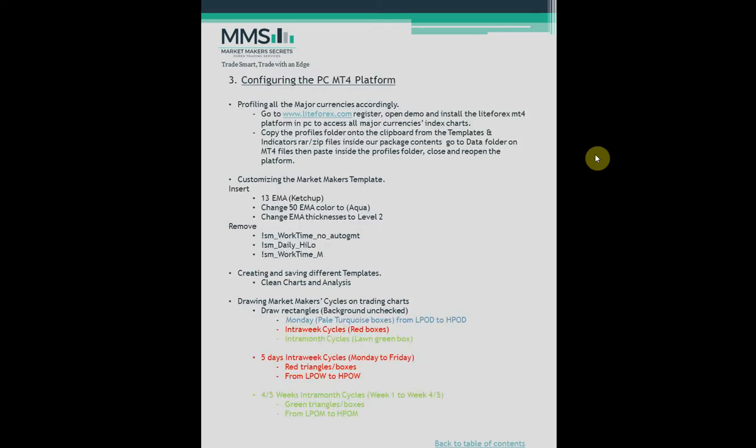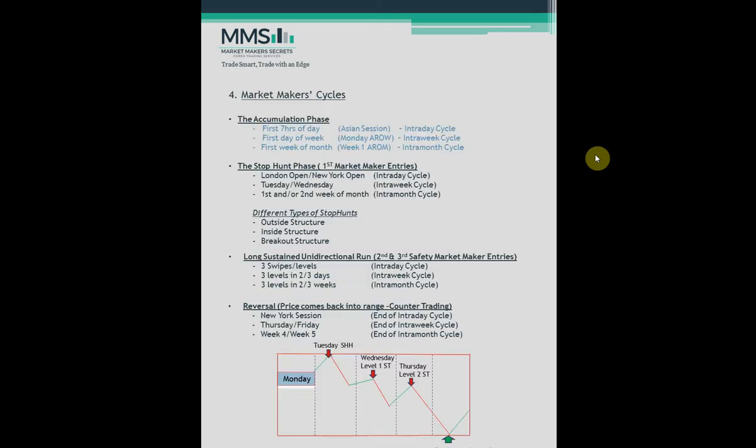So let me just go further. Exactly like I'm saying right now: Monday is the accumulation phase, Tuesday and Wednesday is the stop hunt and then the long sustained run, Thursday and Friday reversal. So Monday is more like week one, if that makes sense. Monday and week one are the accumulation phases of the market maker cycles, according to their respective cycles. Monday is the accumulation phase of the intra-week cycle, and week one is the accumulation phase of the intra-month cycle. So I hope that makes sense, ladies and gentlemen.